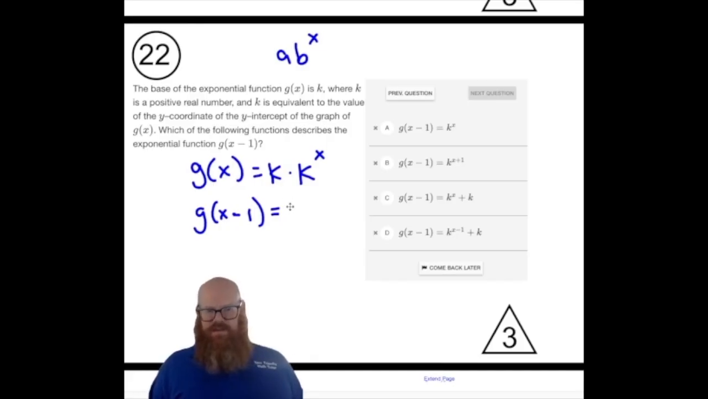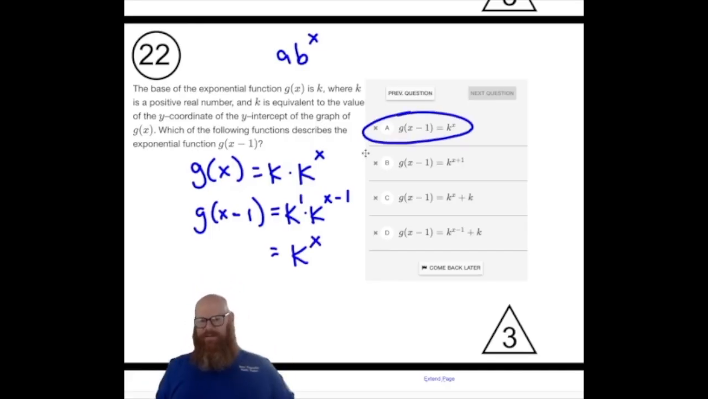Which is k times k to the x minus 1. Right? I'm replacing x with x minus 1. And then I want to know which one of these answers is that. Well, I don't see that here, which means I need to do maybe a little bit of simplifying. So this k has an exponent of 1. And when I multiply like bases, I add exponents. So x minus 1 plus 1 is x. So I just get k to the x, which is answer choice A.